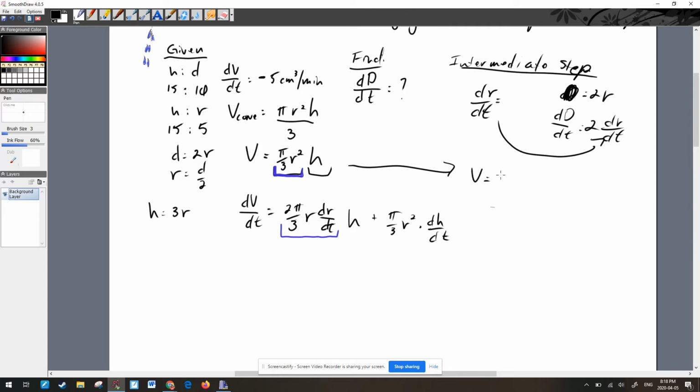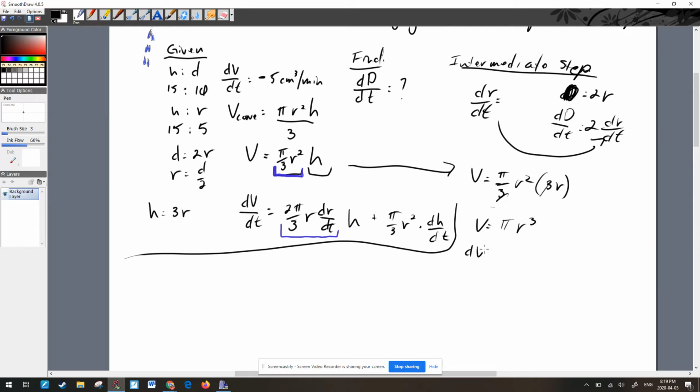So we're going to say that volume is equal to pi by 3 r squared, and I know for this particular example that height is equal to 3 times the radius. So I'm going to substitute in 3r. We had a similar one before, nevertheless we're going to do this. This is going to be pi times r cubed. So pi times r cubed, that's what my volume is. All of a sudden this becomes a little bit easier to differentiate. So let's go ahead and do that. dv by dt is going to be 3 pi r squared dr by dt.